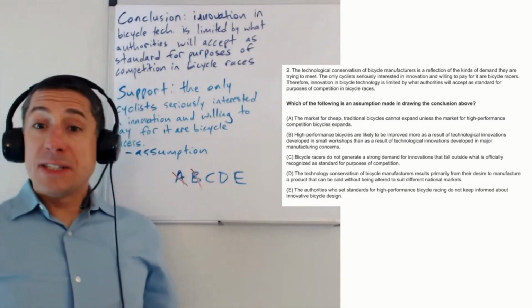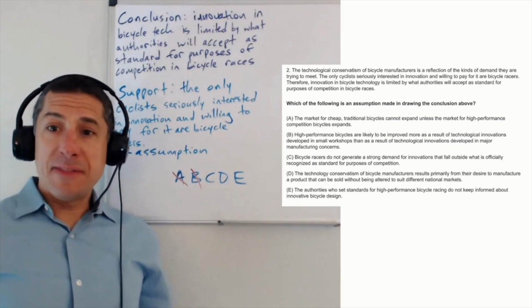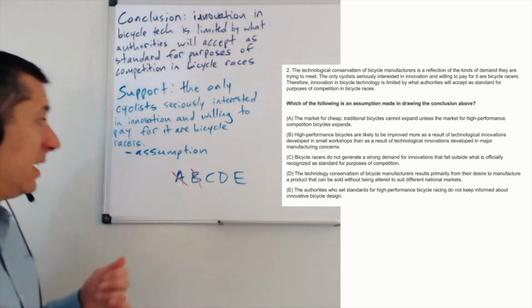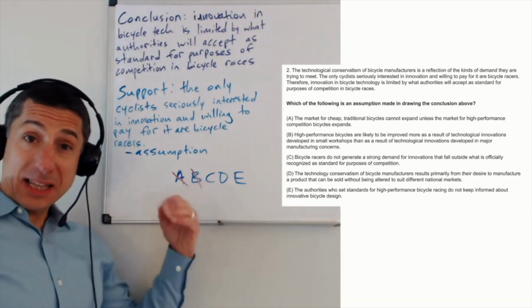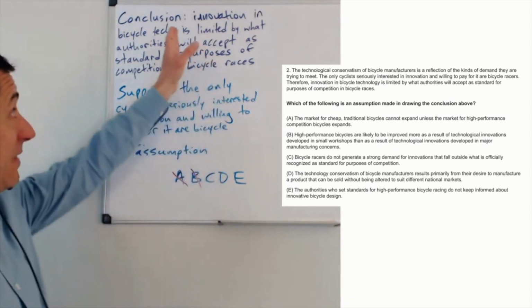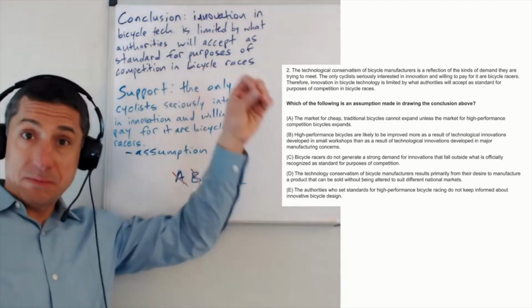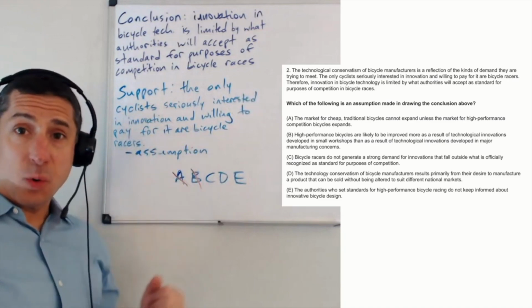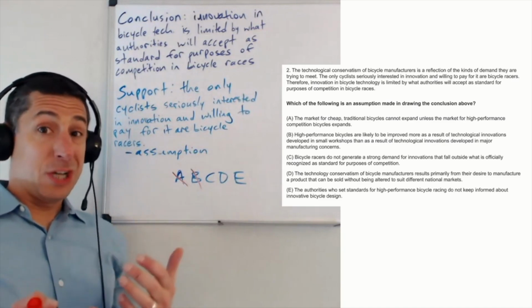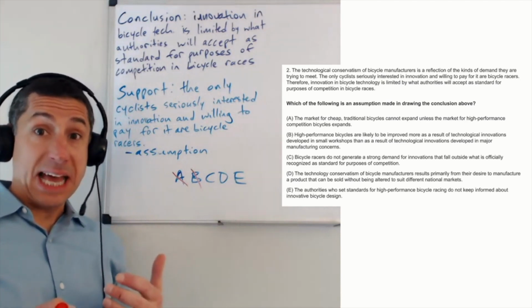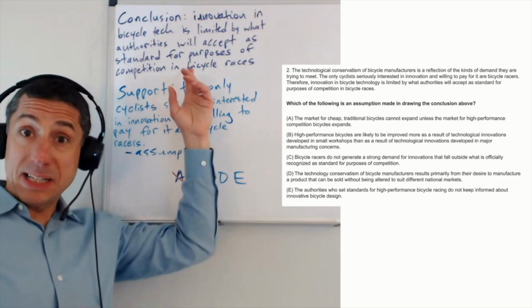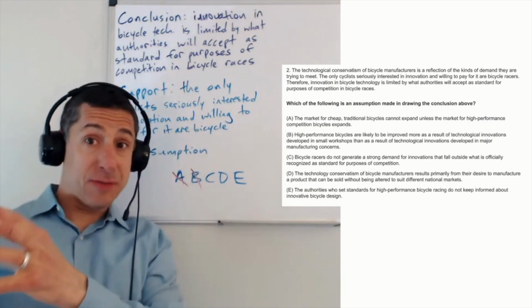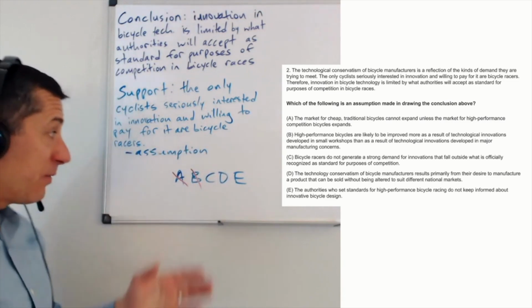What about C? Bicycle racers do not generate a strong demand for innovations that fall outside what is officially recognized as standard for the purposes of competition. Okay, now this one starts to strengthen or reinforce a little bit, right? Because if we're saying innovation's limited by what authorities will accept for bike racing, and bike racers are the only people that are interested in innovation, there's our support. Now, what if we say that the bike racers don't generate strong demand for innovations that fall outside of that? That definitely reinforces this a little bit, right? Because we're cutting off the possibility that bike racers will buy stuff anyway, even if they can't use it for competition. So C is going to reinforce a little bit.